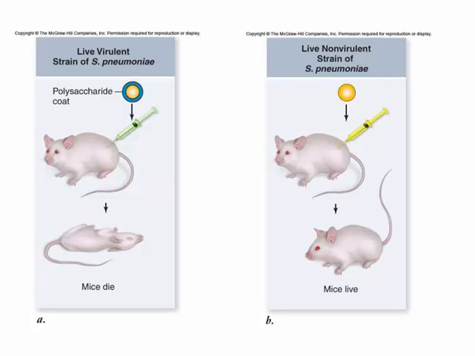We'll take our S strain and inject it into a mouse. The S strain has this polysaccharide coat, and it will kill the mice. Now, if you take the R strain, this live non-virulent strain, and inject it into a mouse, it's not virulent, it won't kill the mouse. Here's a happy little mouse.